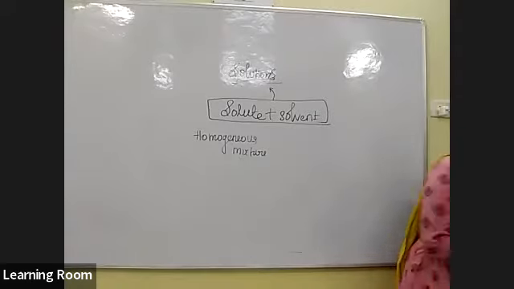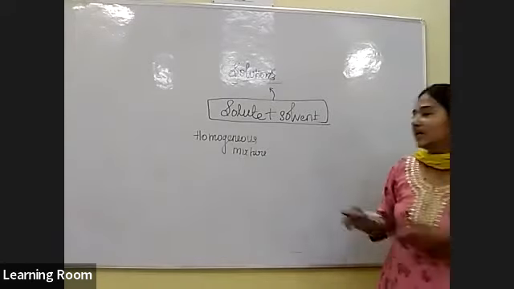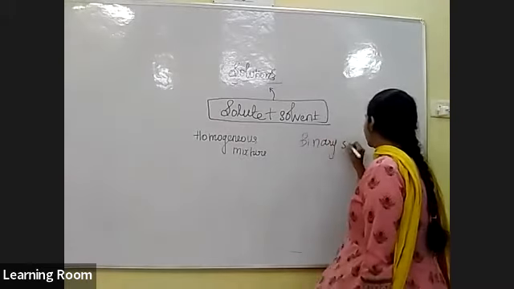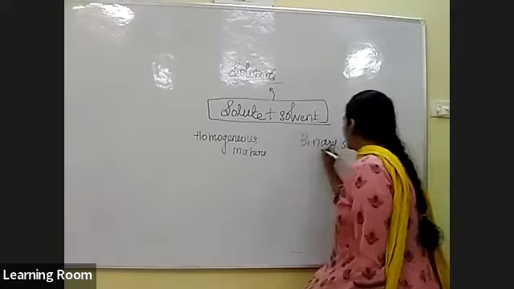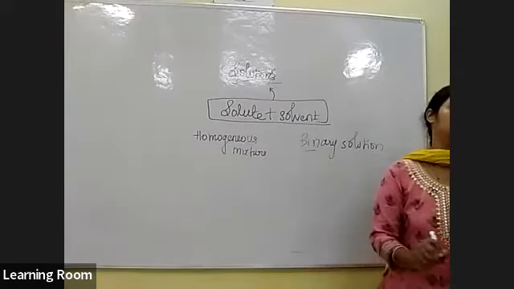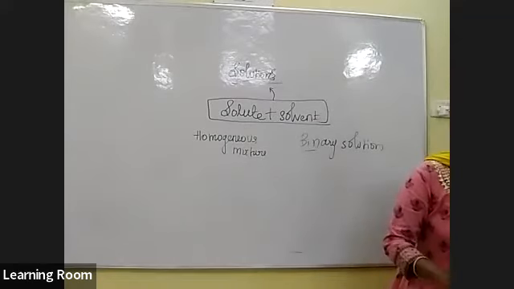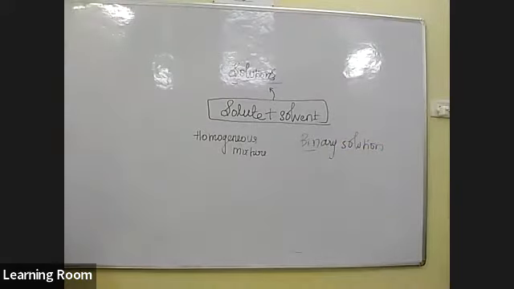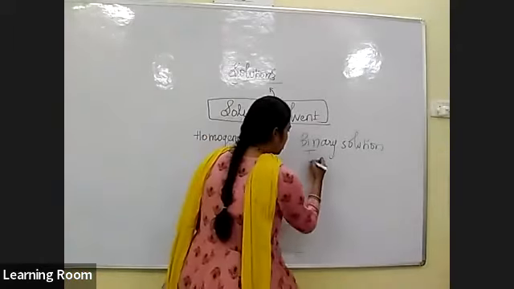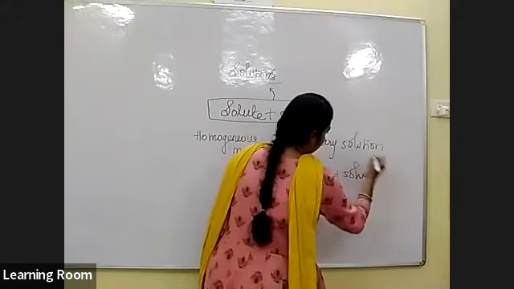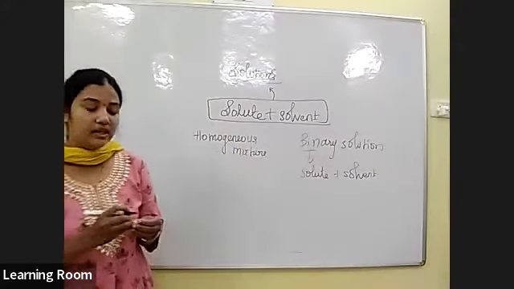Okay. So in your book, the first heading is binary solutions. What is binary solutions? Bi means two. So binary solution always refers to a homogeneous mixture, which contains solute and solvent. Clear? Yes. So coming to our next one. There is a formula for a binary solution also. It is nothing but solute plus solvent. Got it.